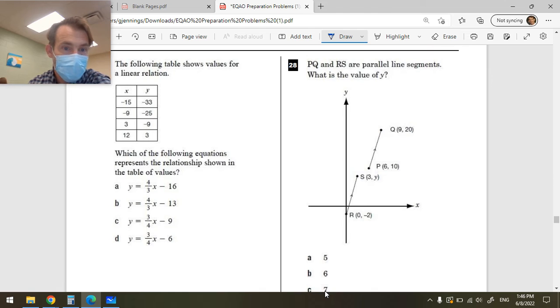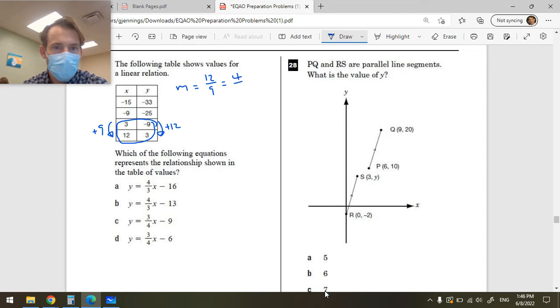Now, here's some values for a table for a linear relation. Which of the following represents the relationship shown in the table of values? Again, you can work with any 2 points. I'm going to work with the last two because they happen to have the smallest, most manageable numbers. First, I calculate my m. In this case, it's change in y, so this is grow by 12, and then over change in x, this is grow by 9. All right? So m is equal to 12 over 9, which is a fancy way of saying 4/3.